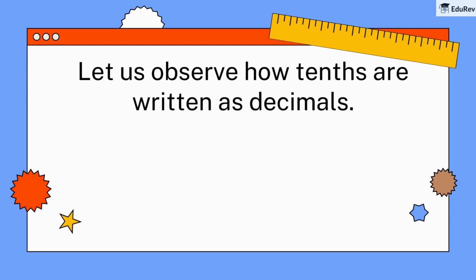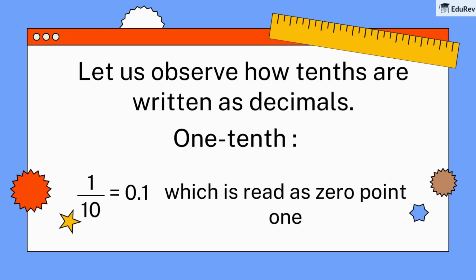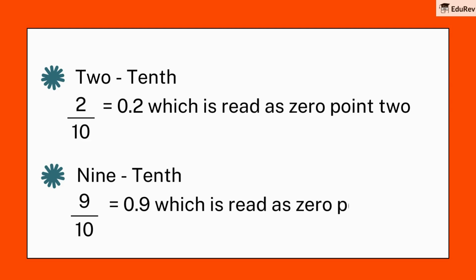We'll start with tenths. For example, 1/10 is written as 0.1, which we read as 0.1. Pretty simple, right? Let's move on to see what else we can learn about decimals. Now, let's look at 2/10. We write it as 0.2, and it's read as 0.2. And what about 9/10? That's right, it's written as 0.9 and read as 0.9. Seeing any patterns yet? Decimals are not so tough after all.